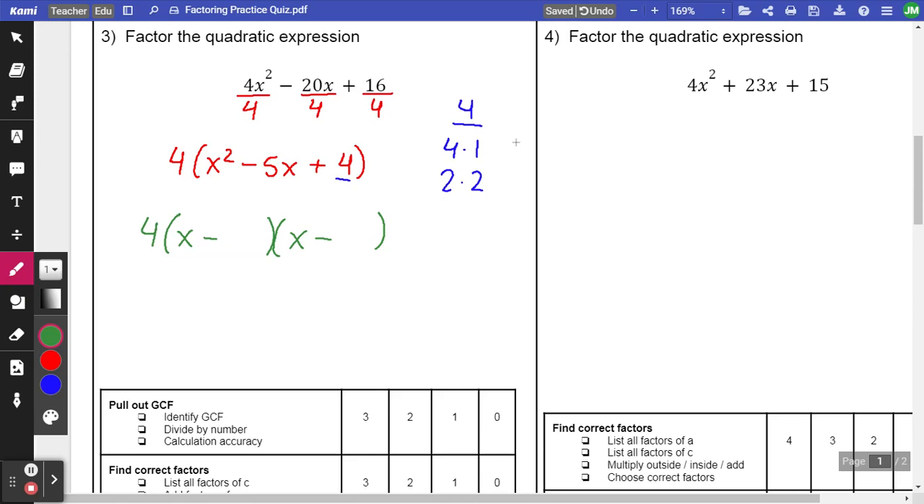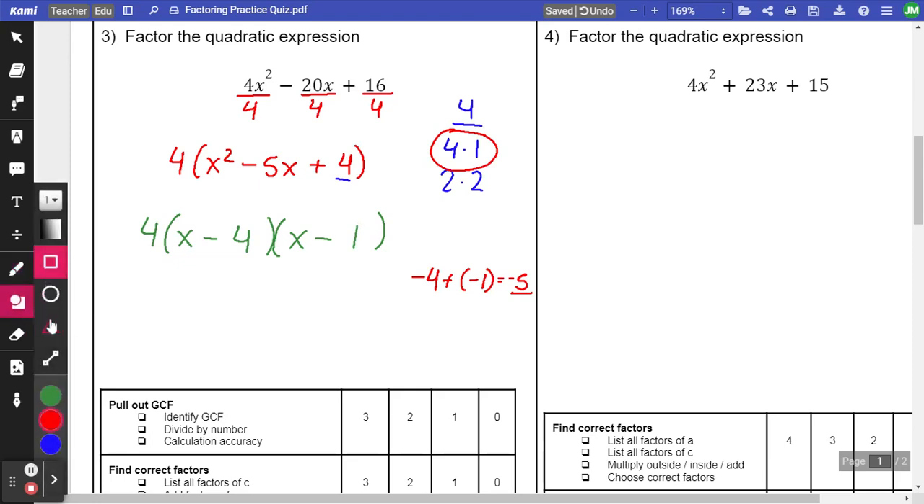Alright, so if we're looking at the factors of 4, which of these add up to the middle term of -5? We're going to be selecting 4 and 1, but both of them must be negative, so -4 plus -1 is equal to -5, and that's what we want. That matches up with the middle term here. So our factors are x minus 4 and x minus 1, with the 4 as the greatest common factor. So this is my answer.